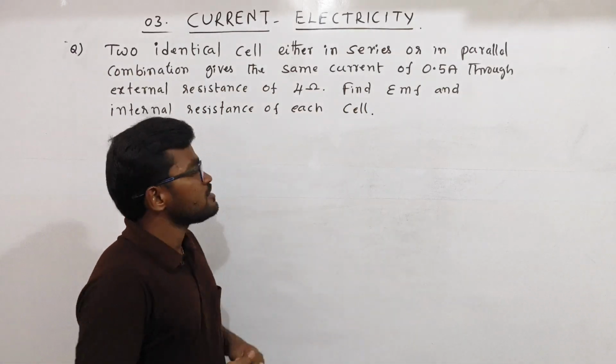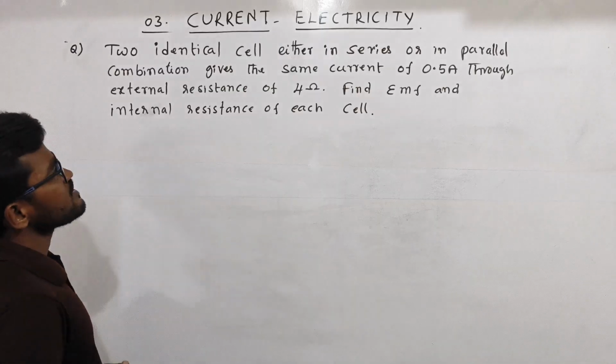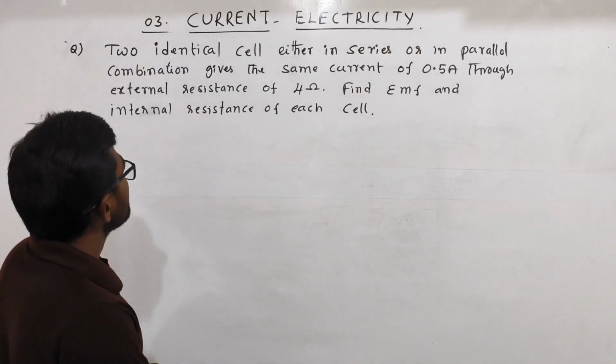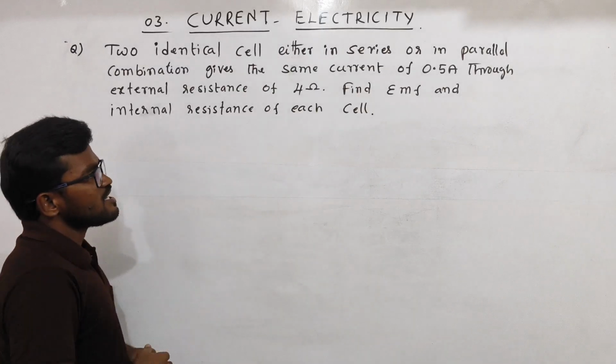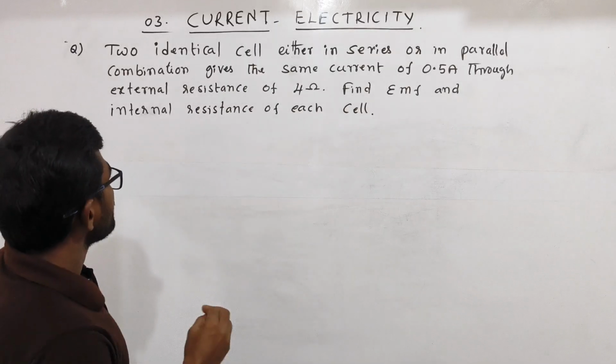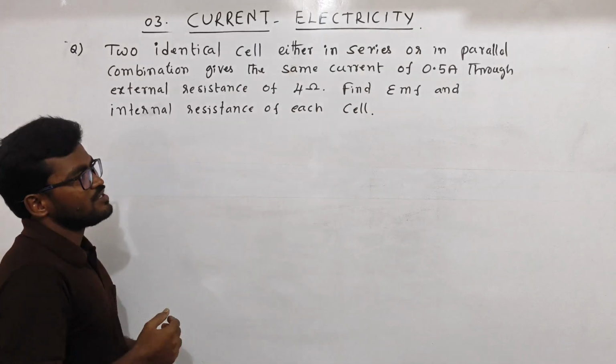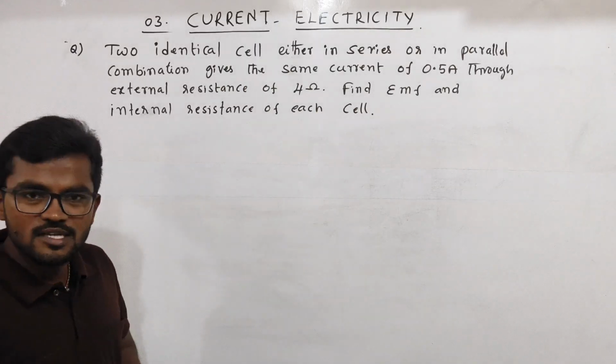Let's get started. The first question: two identical cells, either in series or parallel combination, give the same current of 0.5 ampere through an external resistance of 4 ohm. Find the EMF and internal resistance of the cell.